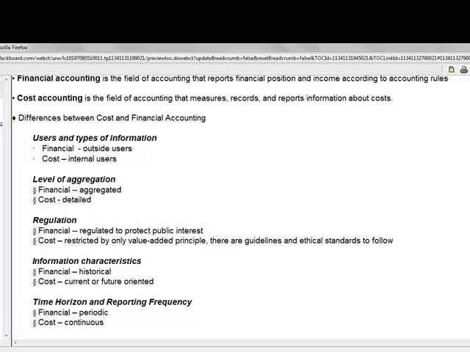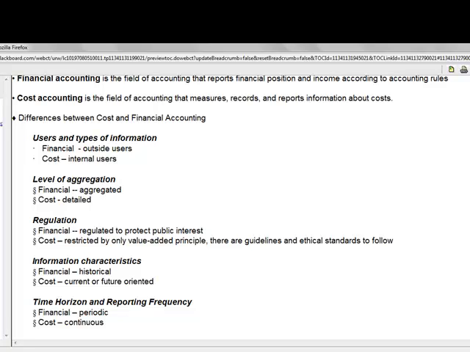Regulation, well, it's only restricted by the value-added principle. Now, there are guidelines and ethical standards to follow, but generally we're going to be focused on only collecting and analyzing cost information that there's a reason to do so. That the cost of gathering this information is less than the benefit that we're going to derive from it.